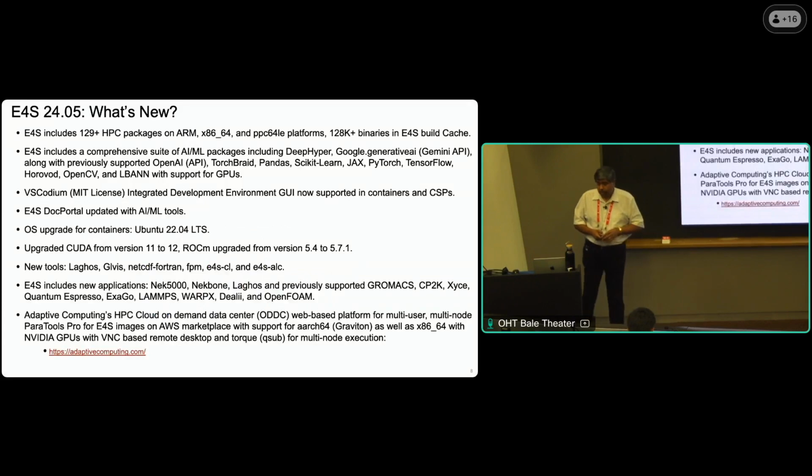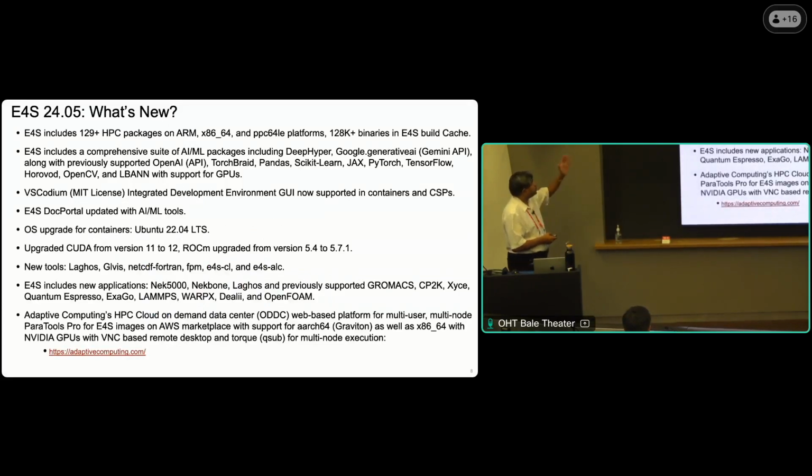And we have just had a release this summer, and E4S 24.05 includes 129 HPC packages on these different platforms. We have binaries in the binary caches so that you don't have to recompile all the packages from scratch. We have a new integrated development environment called Codium. Those who have used Visual Studio will recognize that this is the same environment. Of course, it's with an MIT license. We have a doc portal update. We have a new operating system for the containers. We have upgraded CUDA. There are new tools. And we have some new applications, including NekRS, Nekbone, Legion, and previously supported packages like GROMACS, CP2K, Trilinos, Quantum Espresso, ExaGO, LAMMPS, WarpX, DealII, OpenFOAM, and support with ODDC that we will use.